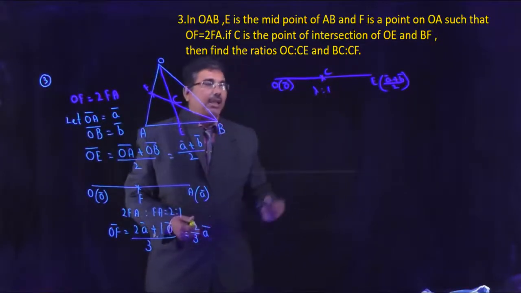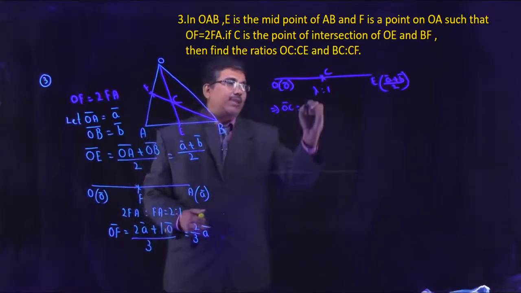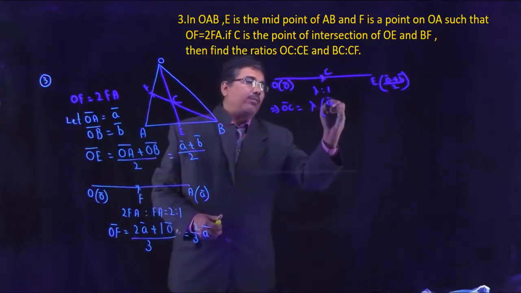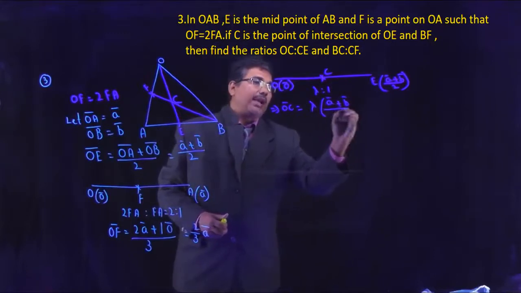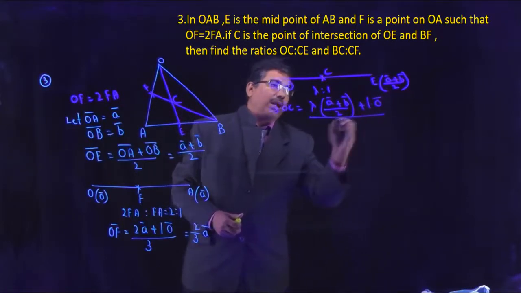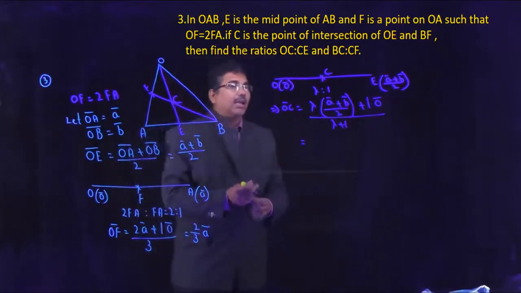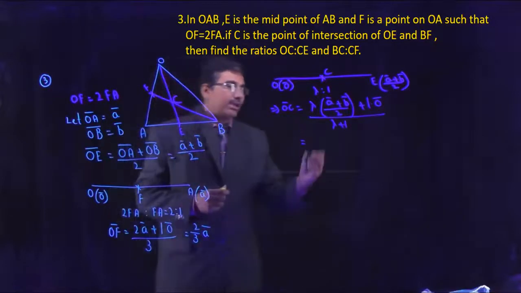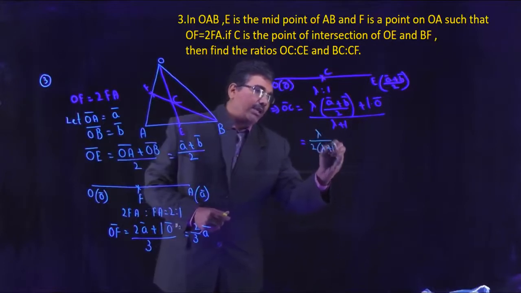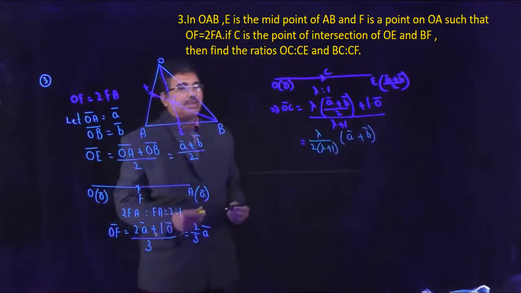That implies OC bar, the position vector of C, is equal to (lambda times OE bar plus 1 into O bar) divided by lambda plus 1, that is equal to lambda by 2 times (lambda plus 1) into (a bar plus b bar), that is OC bar.